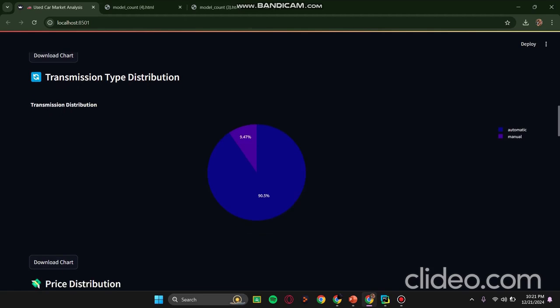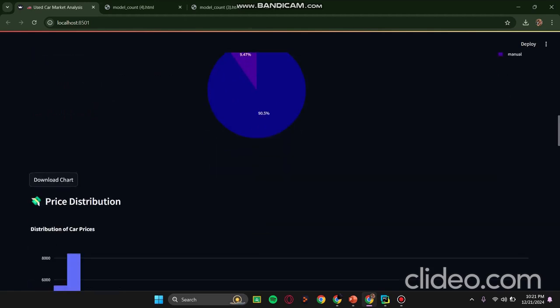Next, we have transmission type distribution. Like I have also told you already, people have shifted to automatic cars. So we could see from the dataset preview that we had around 14,844 cars which were automatic, and only manual, which is around 1,552 cars.